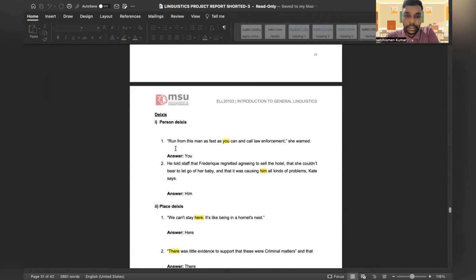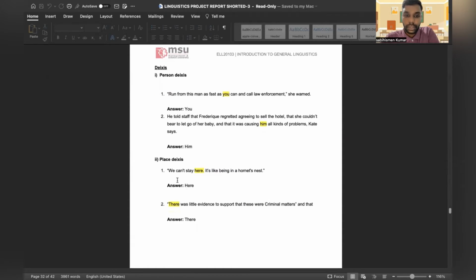For the first one, known as "Run from this man as fast as you can and call the law enforcement," the answer is as highlighted: you. Moving on to the place one, "We can't stay here." It's like being homeless, which is known as "here," which is mentioned as a place.